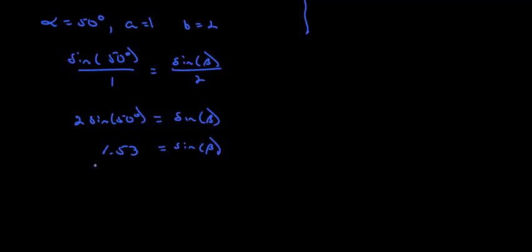So notice now here I can stop, because I'm looking for an angle whose sine value is 1.53. And there's no angle that has such a sine value, because sine values have to be between -1 and +1. So this has no solutions, or no triangles. There are no possible triangles that have an angle of 50 degrees with an opposite side of 1 and an adjacent side of 2. So that kind of gets you through some of the different things that you can expect to see with the law of sines and the ambiguous case.